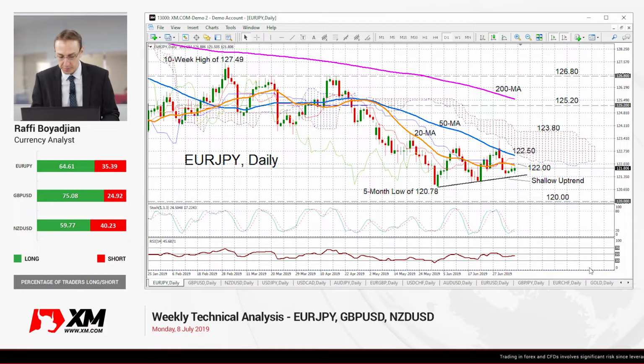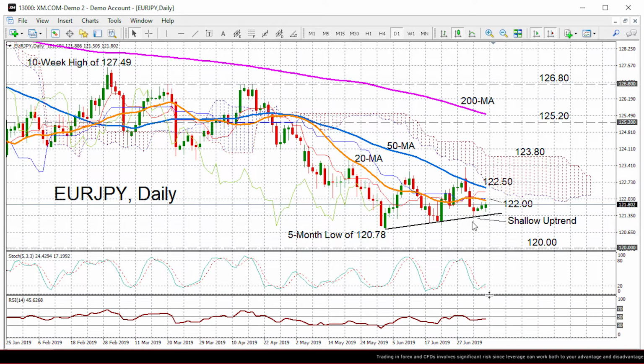We're going to start first with the Euro Yen pair. We can see that the near-term bias is bearish. The momentum indicators are in negative territory. The stochastics, though, looking at the percentage K and the percentage D lines, we do have a bullish crossover, so there is some upside momentum. Prices at the moment are hovering just above that shallow uptrend line that we've got in place.